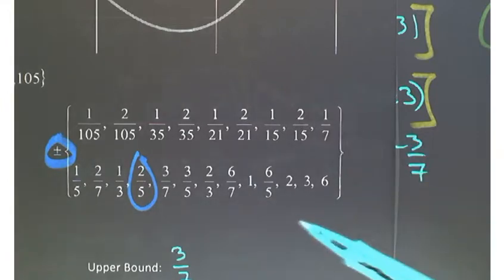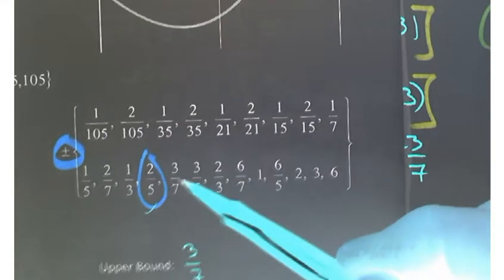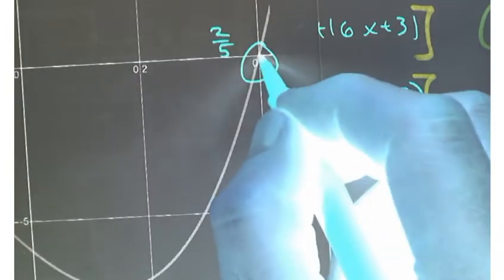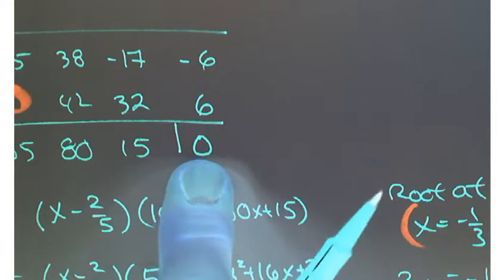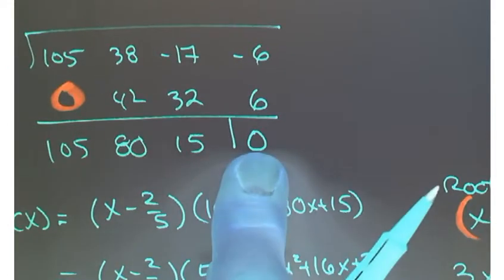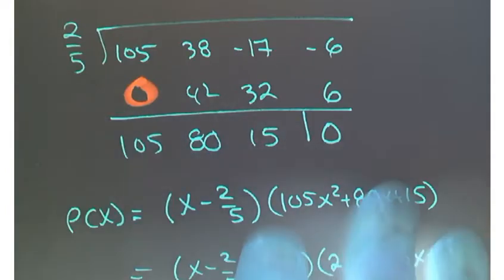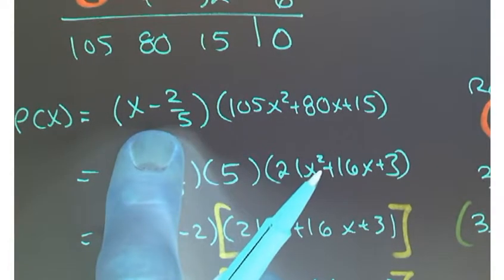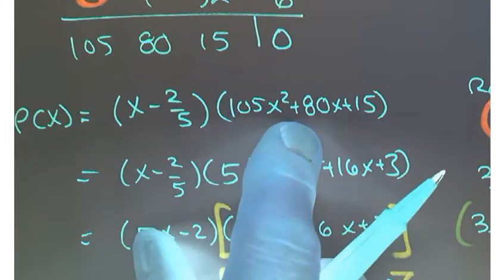And in looking at things, we saw that, okay, well, it looks like 2/5 is one of the possible rational roots. And when we checked it by synthetic division, it was a rational root. So we said, okay, that's a rational root. I did it by synthetic division. So that means I can rewrite my polynomial as a product of this factor and this quadratic.